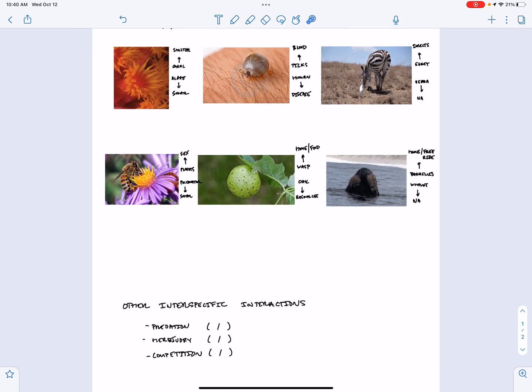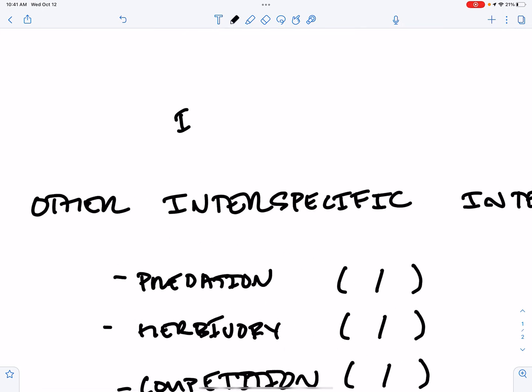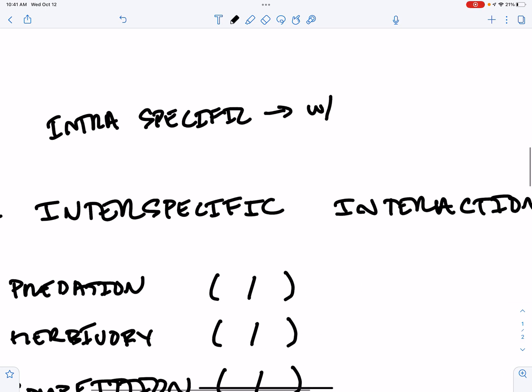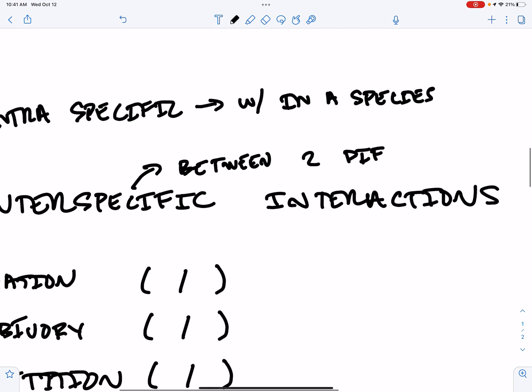Okay, so other interspecific interactions that you should know about. Inter meaning between two species. We've talked about intraspecific interactions. So those are relationships, interactions that occur within a species, and interspecific interactions. So if we were to place this, intra would be within species, and then inter between two different species.